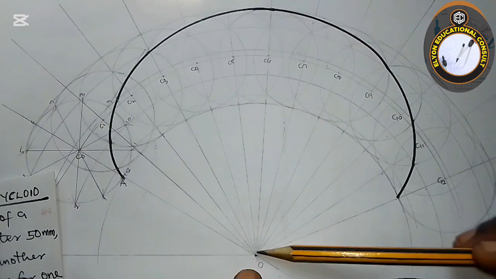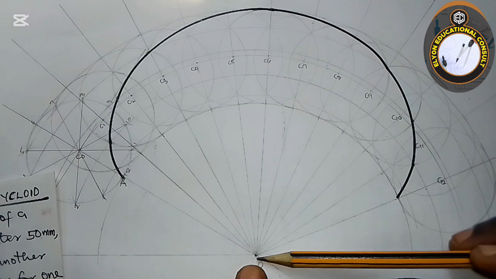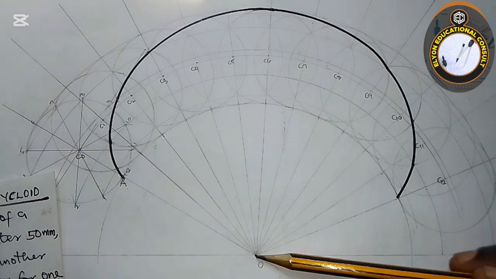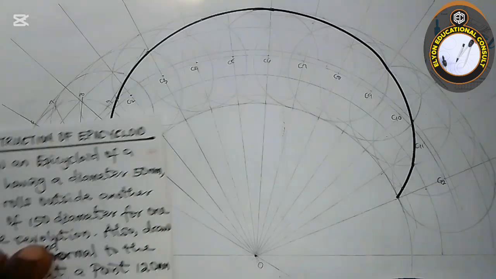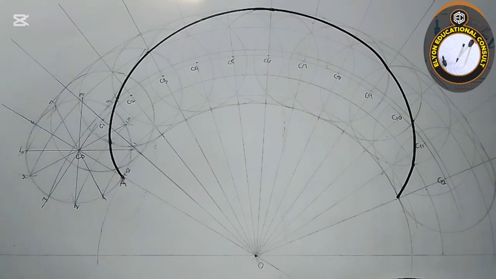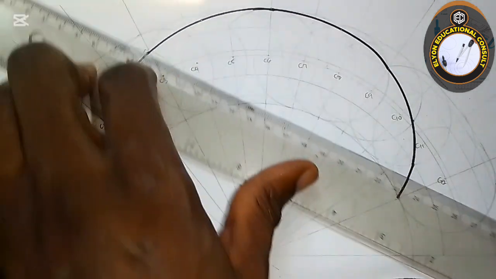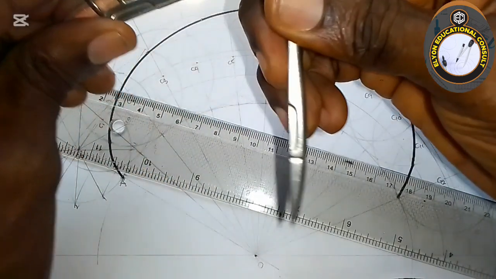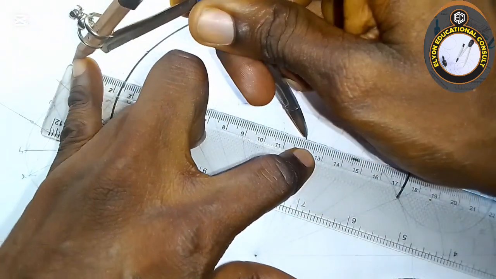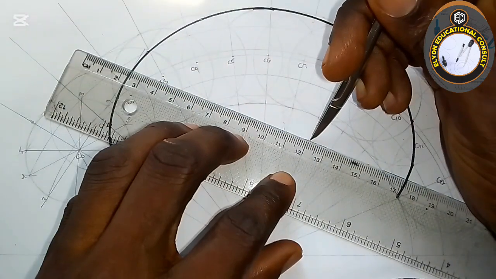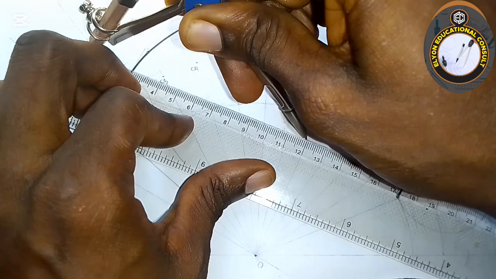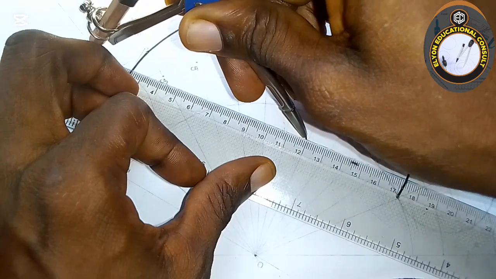So this is the center of the directing cycle, this center O, which is the larger cycle. From this center, the value given to us is 120. That is the positioning of the tangent, where the tangent will be. So I'm going to be stretching my compass now to 120 mm or 12 centimeters. So I'll stretch my compass to 12. Okay, this is it.